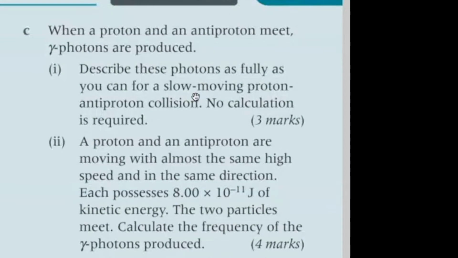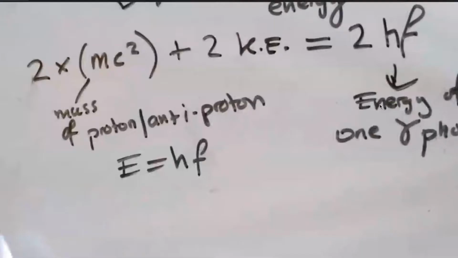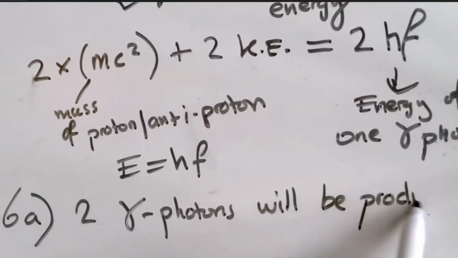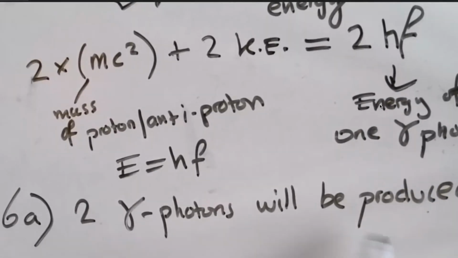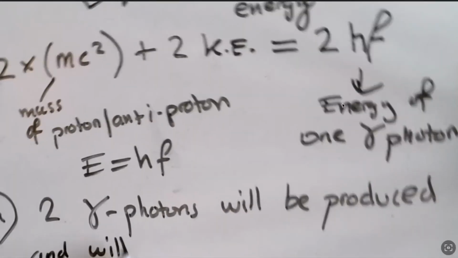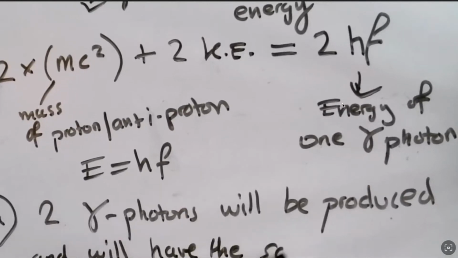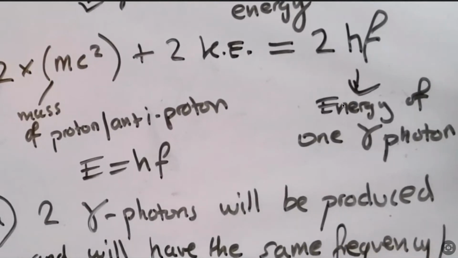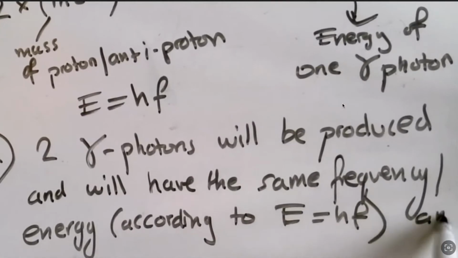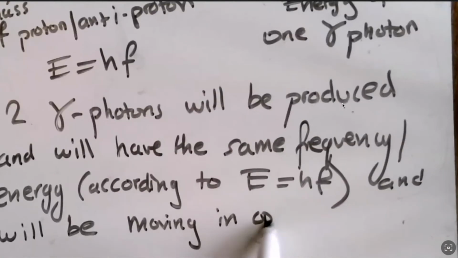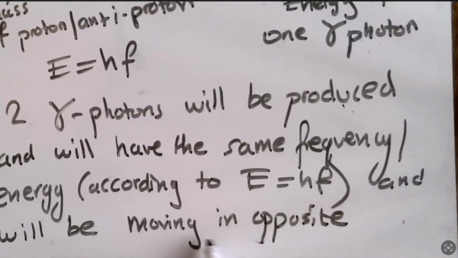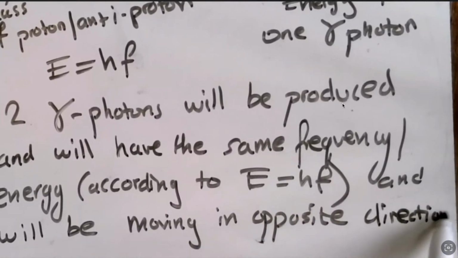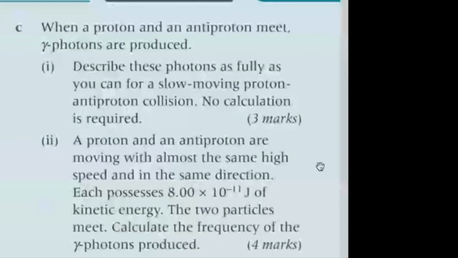Describe these photons as fully as you can. Basically we have to say 2 photons will be produced, but they'll be moving in opposite directions. 6a: 2 gamma photons will be produced and will have the same frequency/energy, and will be moving in opposite directions. So that will get you 3 marks for mentioning those key properties.